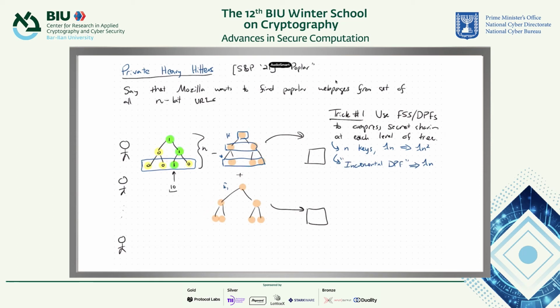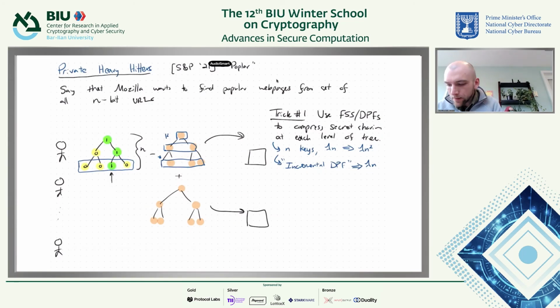The second trick is, once the servers have these secret shared representations of these tree values, how do they find the popular strings? Because even though the representations of these things are compressed, the tree itself is exponential in size. So what are they going to do? This is trick number 2, and trick number 2 is actually not such a deep trick.